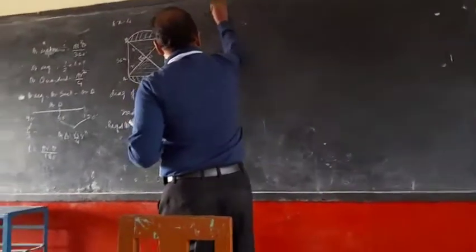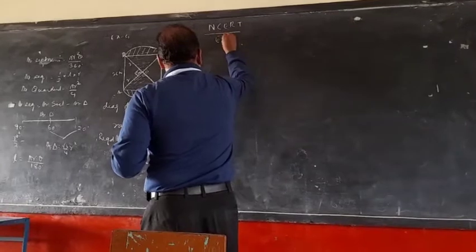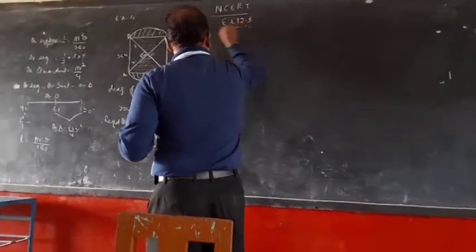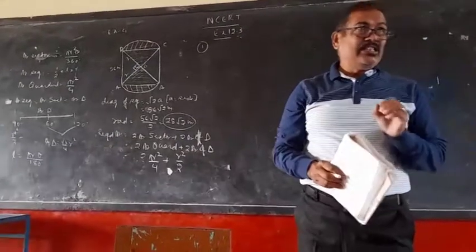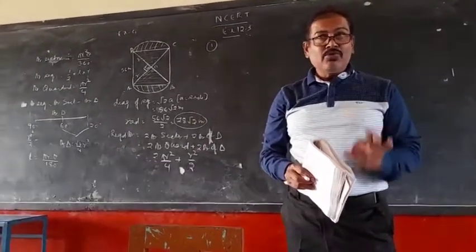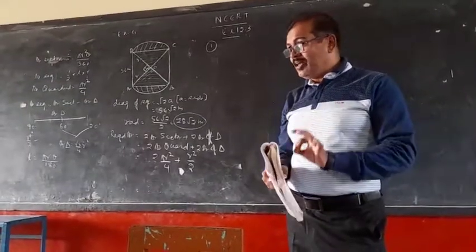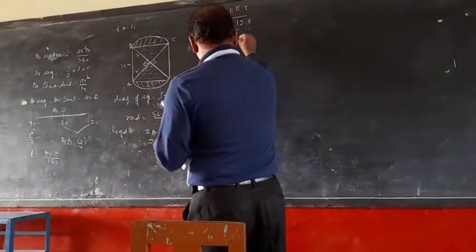Now NCERT, no talking, exercise 12.3, question number 1. Now each question of this exercise is in figure form, in pictorial form, and in each question you have to find the area of shaded region. So see this question number 1.